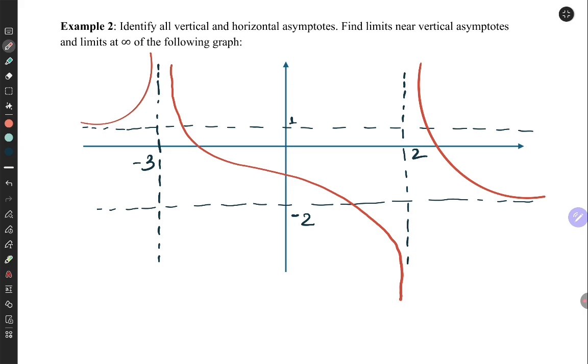Okay, so that will be your problem. You have a group of 3, 4. Okay. Identify the horizontal asymptotes and the vertical asymptotes. If you have a vertical asymptote, find the limit on the left of that vertical asymptote, the limit on the right, and then the limit at infinity. Okay, let's try that.